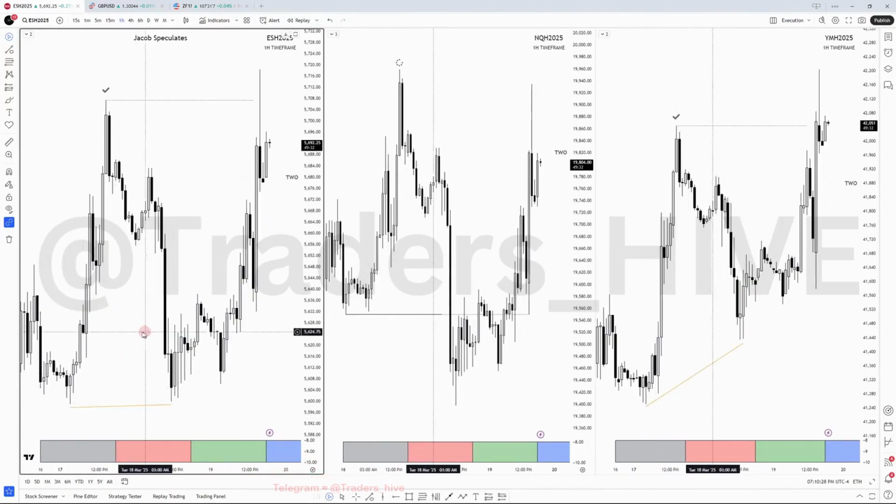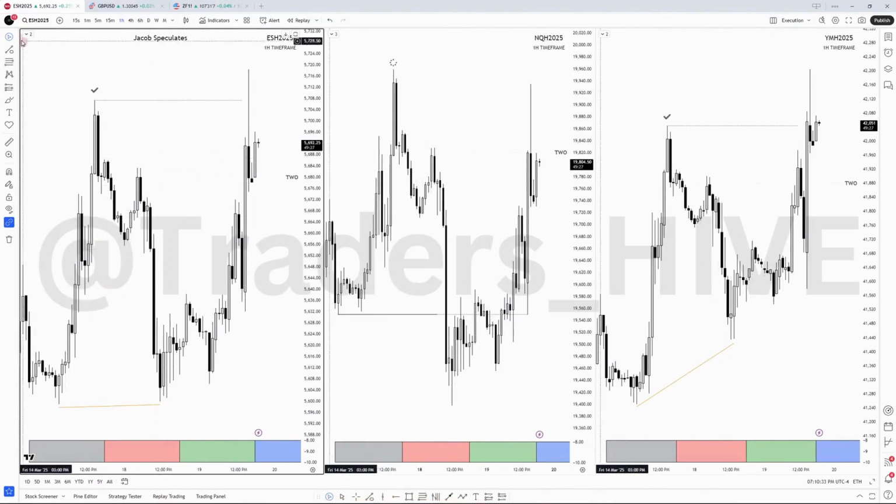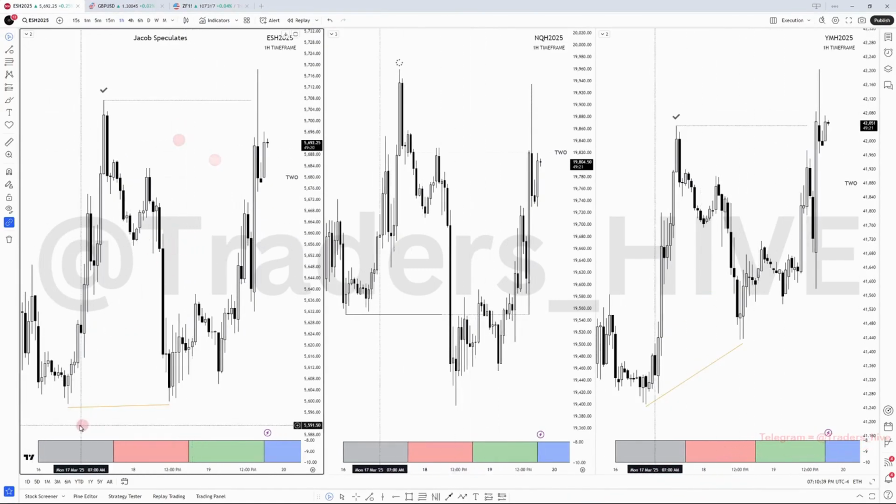Did they change the button? Does anybody know what the button is to do the highlight thing for the demonstration tool? Oh, it works now. Okay.